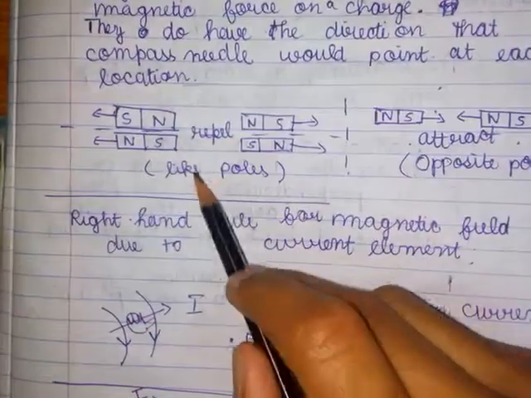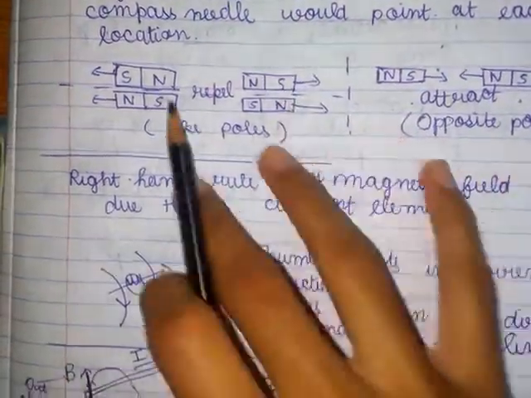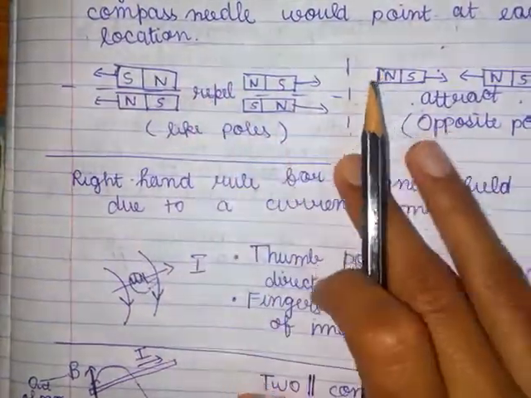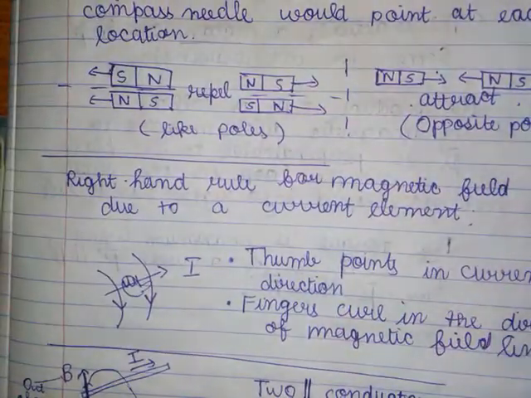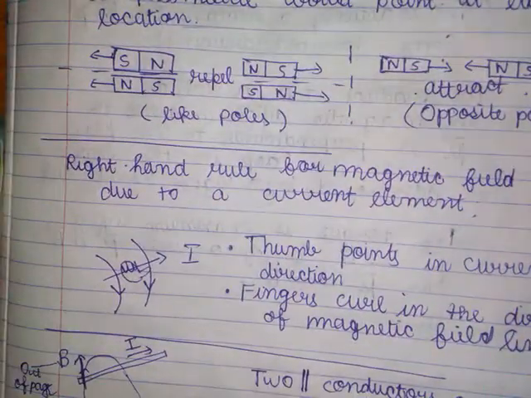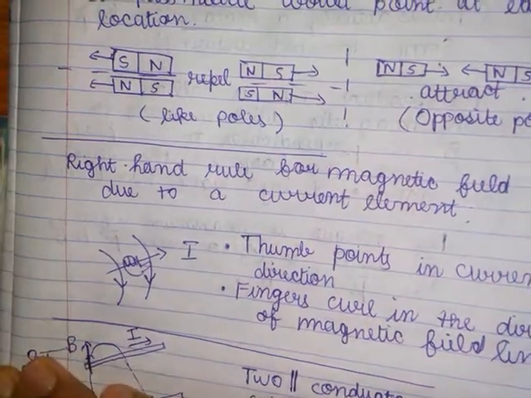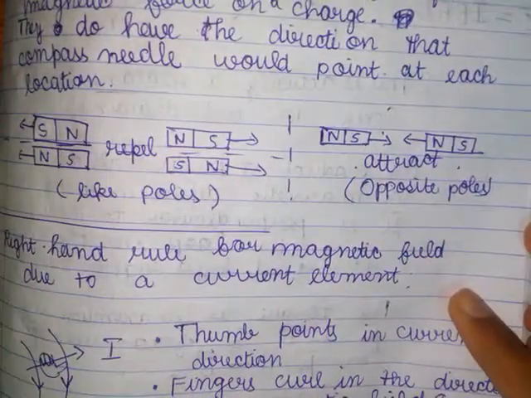Like poles repel, as you know, and unlike poles attract. So this is how magnets behave, the basic thing.